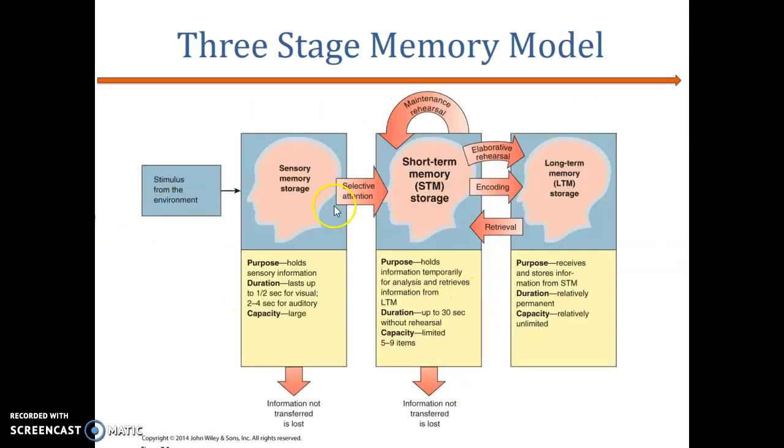The other one is called the 3-stage process, where the stimulus from the environment is taken in through the sensation process, and there is a first storage spot, or the first stop, which is called sensory memory. It goes to short-term memory, which is the second storage spot, and then it stores in what's called long-term memory for a longer period of time. So these are 3 stages, and we'll be talking about it in a brief moment.